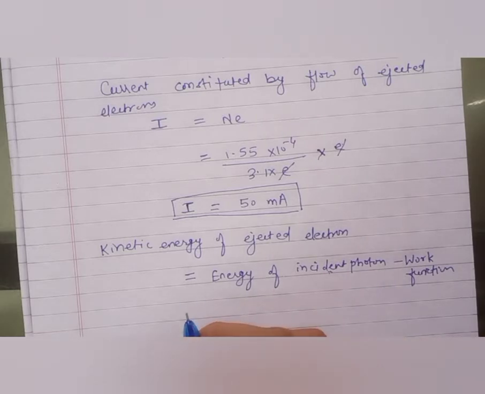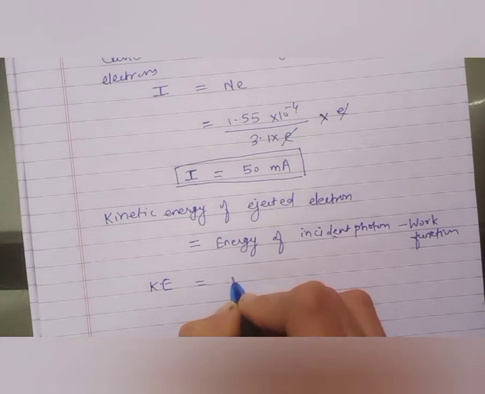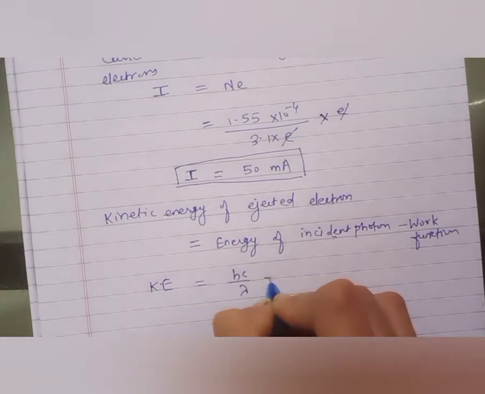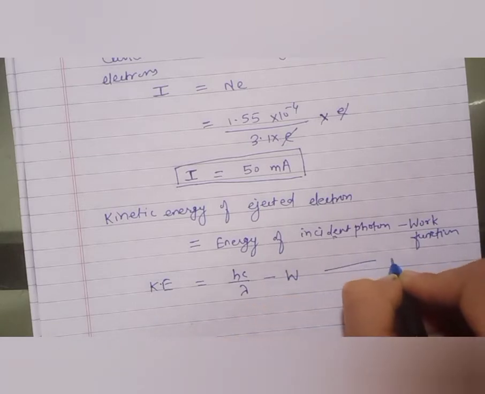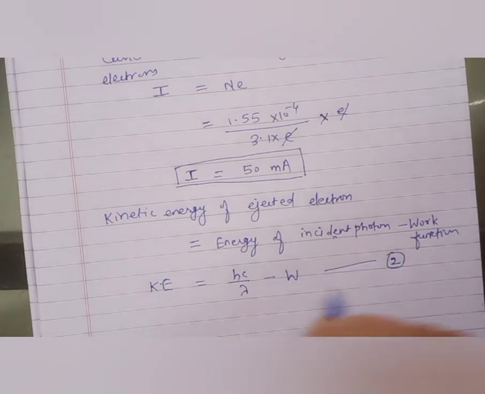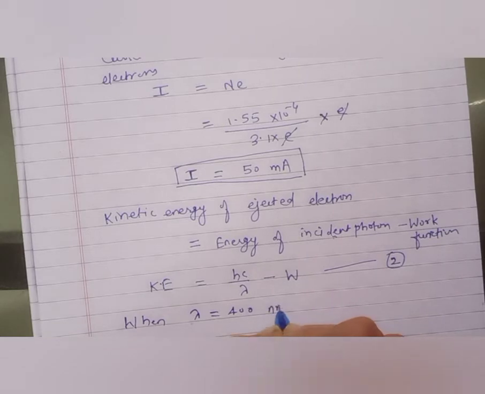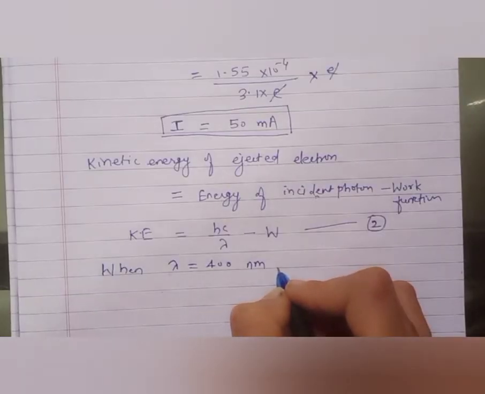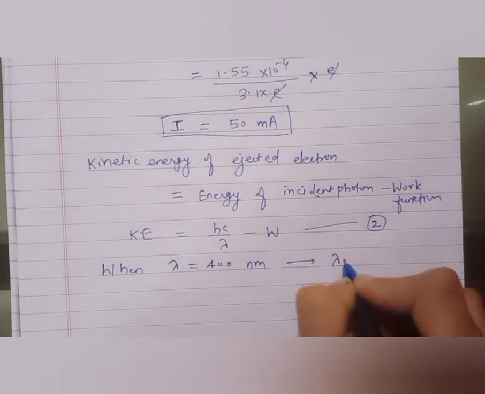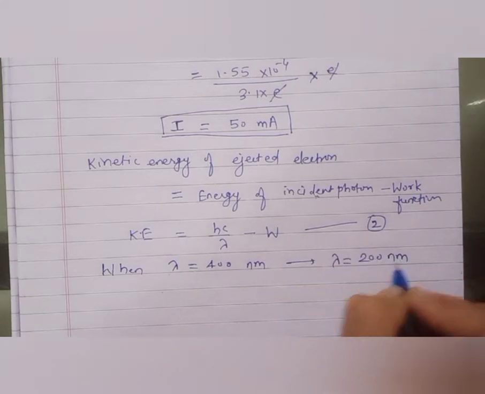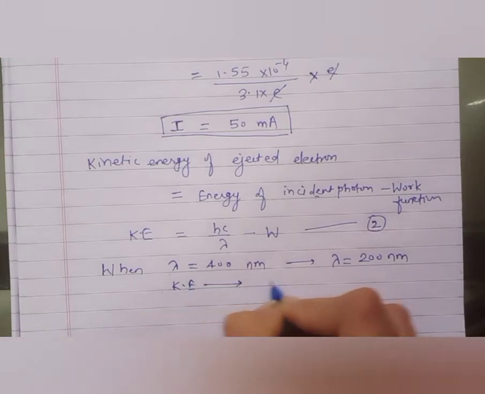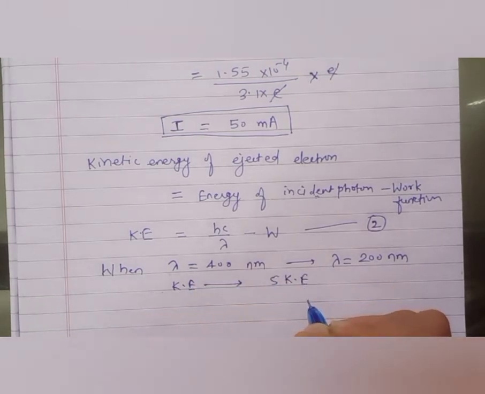Okay, so kinetic energy equals energy of incident photon, which is given by hc upon lambda minus work function. Suppose this is equation 2. Now what is given in the problem? When lambda equals 400 nanometer is reduced to lambda equals 200 nanometer, kinetic energy increases by 5 times. This is given in the numerical.